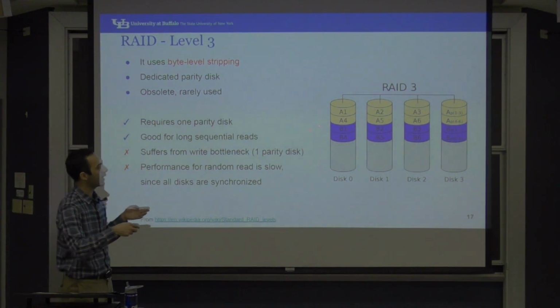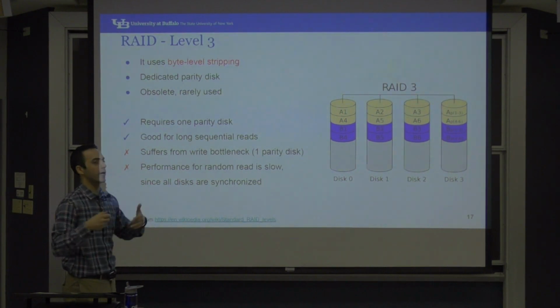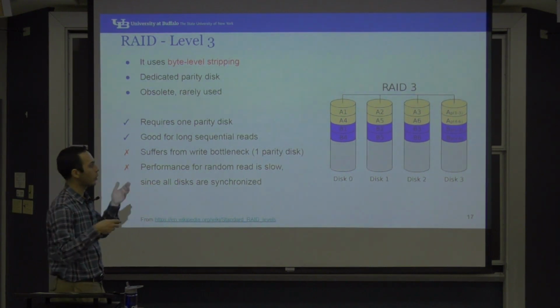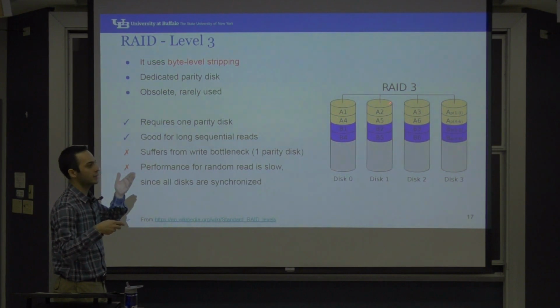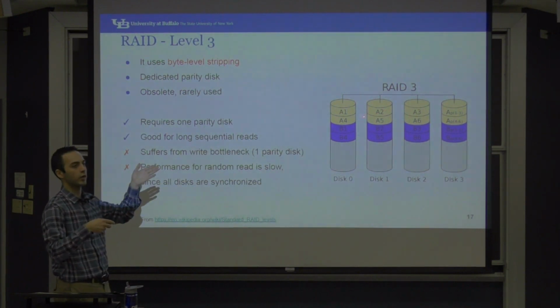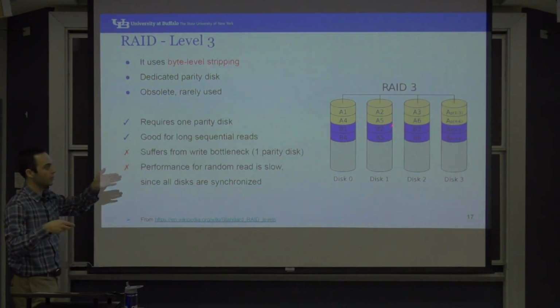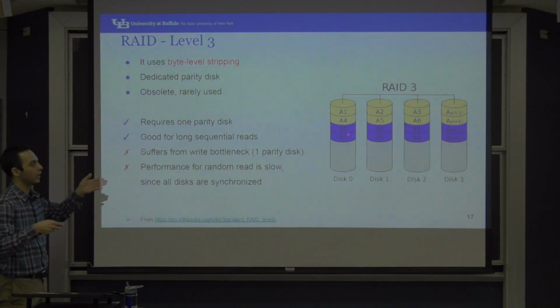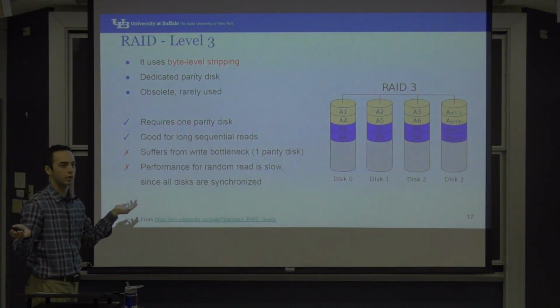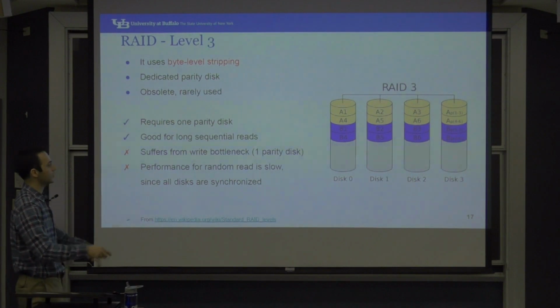If you want to read A1 and then B2, you can't do that in parallel, because once you are reading A1, this disk is pointing at A2, whether you want it or not. Okay? So then if you want B2, you have to wait, and then this will be pointing to B1, which again you might not want. So this is one of the downsides of RAID 3.